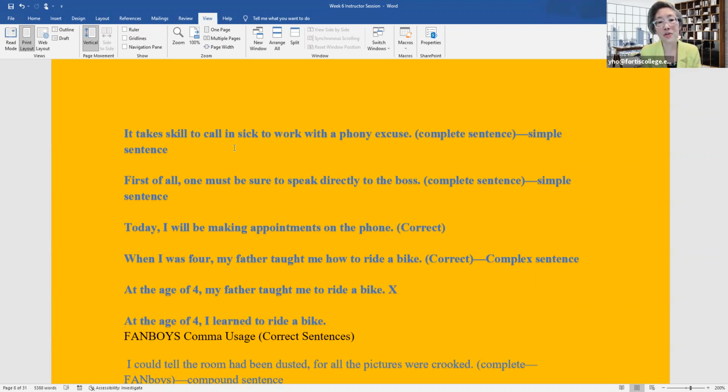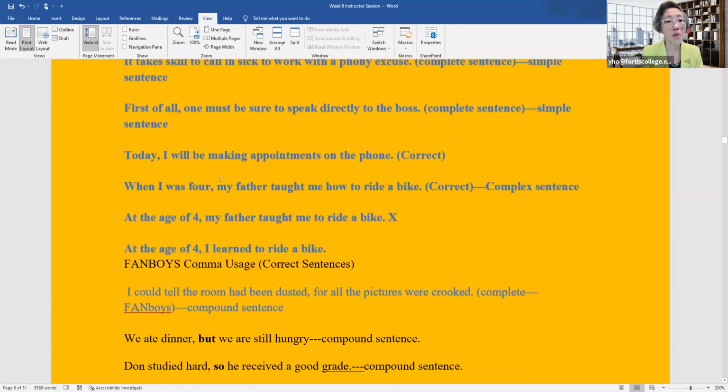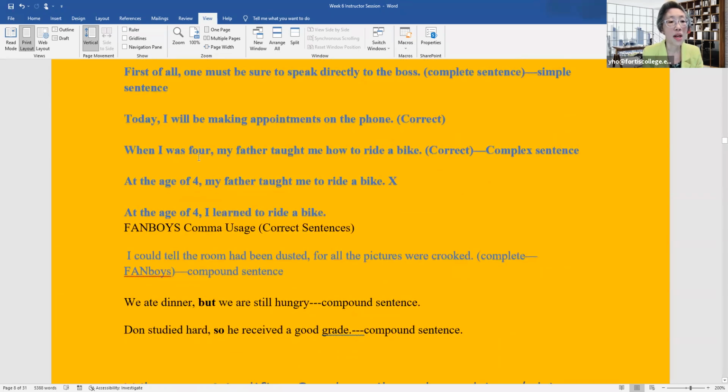You have to understand that this is a correct sentence because it has a subject. "One" is the subject, "must be sure to speak" is a verb phrase, and "directly to the boss" is an infinitive phrase. So subject, verb, object. It is a complete sentence. It is correct. "Today I will be making appointments on the phone." That is correct too: "I" is the subject, "will be making" is the verb, and "appointments on the phone" is the object.